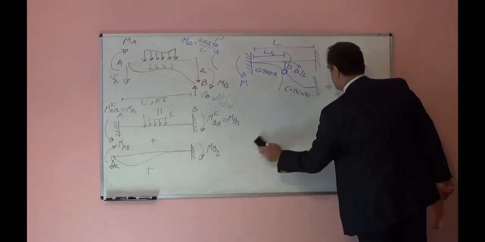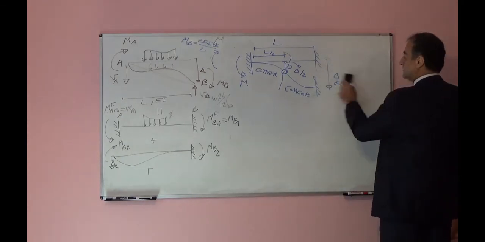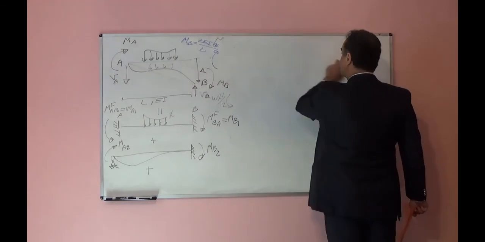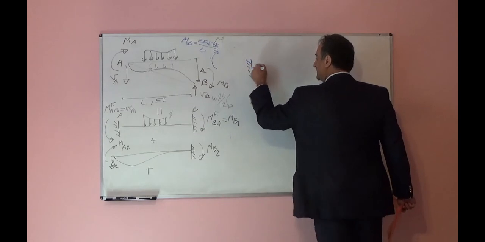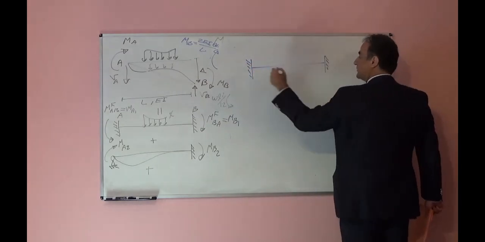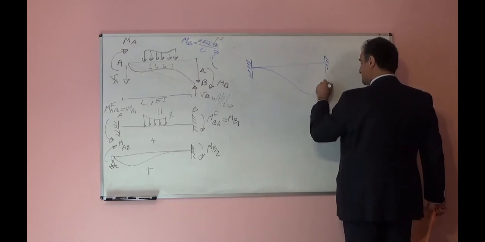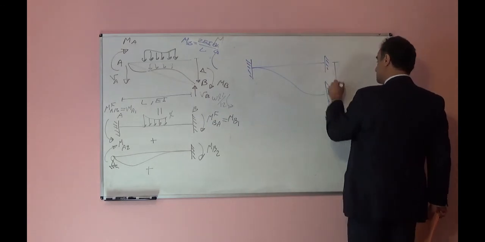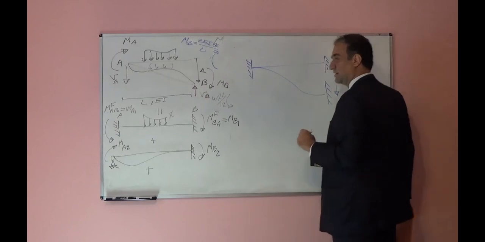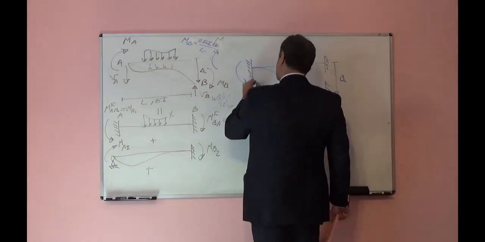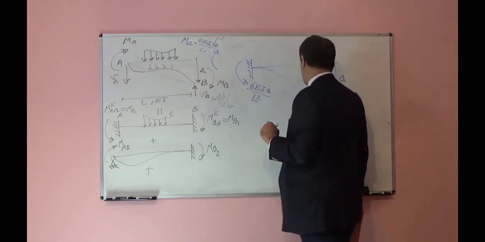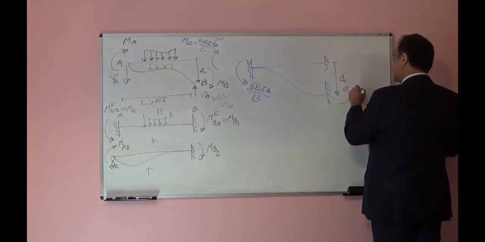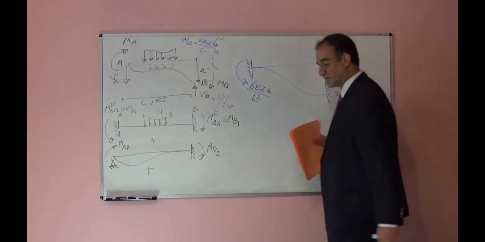So I can write, if I have one beam, both supports fixed, and one support with respect to the other support moves as much as delta, the moment here will be 6 EI delta over L square, and the moment here will be equal to 6 EI delta over L square. I find that.